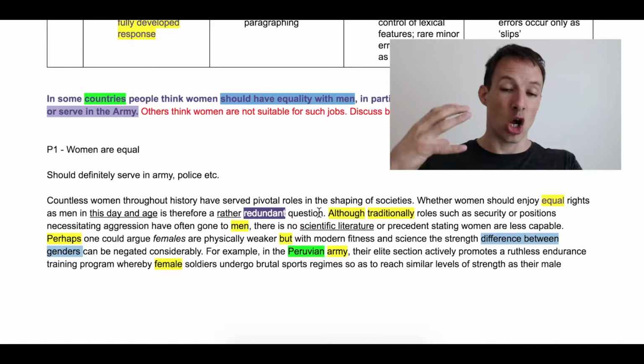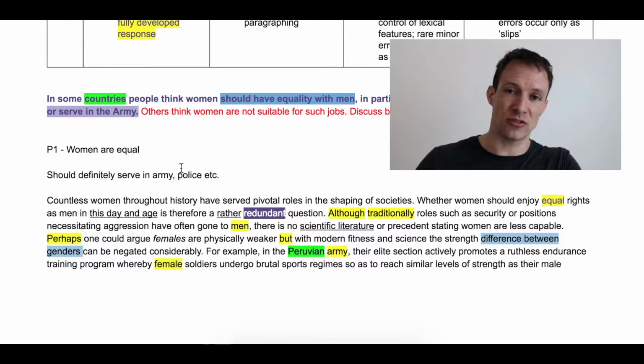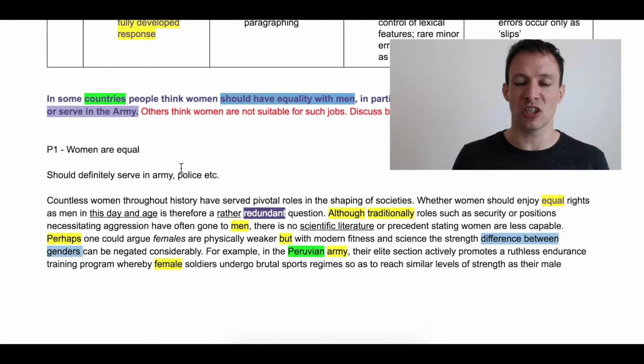Here it's a little bit aggressive, but I'm taking a strong position. I'm basically saying that this is redundant. There's no harm in doing this. It just shows a bit of character, and possibly a little bit of aggression, but I'm strong. I feel strongly about this.